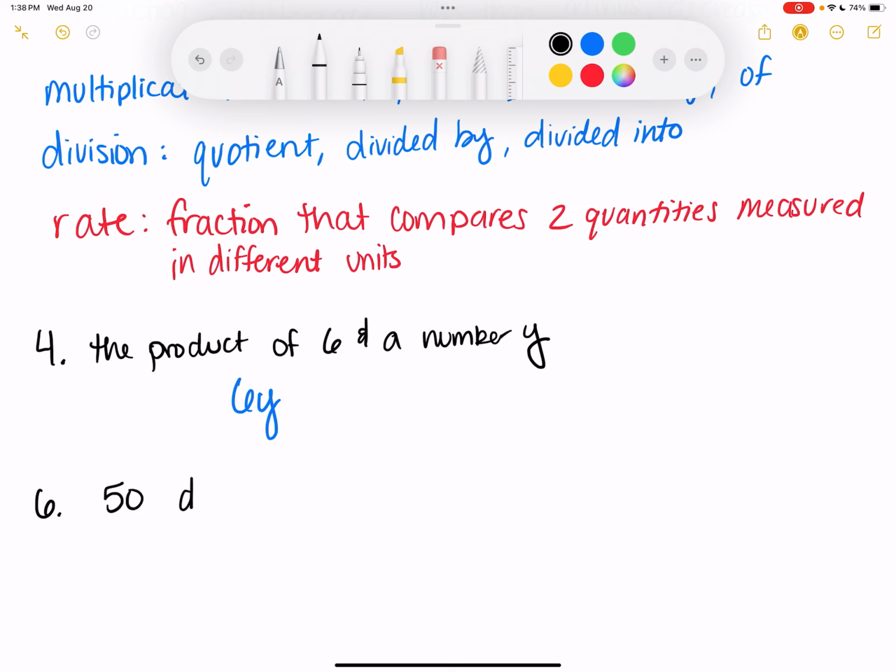50 divided by a number h. So obviously, that one's pretty self-explanatory. This one's division. And so this one would be 50 over h.